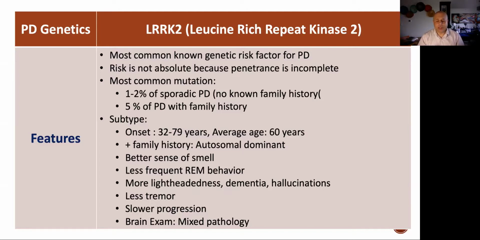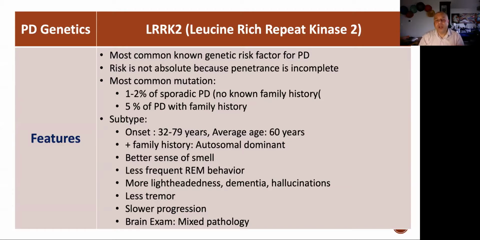Sense of smell is supposedly preserved in LRRK2. There's less frequent REM behaviors, acting dreams out at night. There is more lightheadedness, dementia, and hallucinations with LRRK2. There was less tremor, so it is more likely the PIGD kind. Progression of Parkinson's is slower, and when you look at the brain at postmortem, it's a mixed pathology. There's alpha-synuclein, there's tau, there's other proteins as well, so it doesn't have the classic neuropathology of Parkinson's disease when you're looking at the brain post-death.